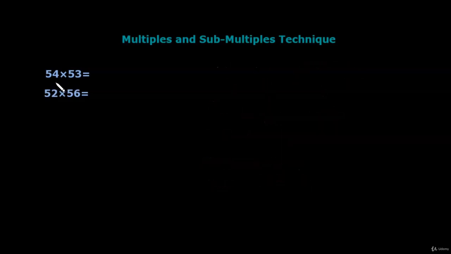Now if we have to multiply 54 and 53, then both the numbers are above the base 50. We can write 50 as 10 times 5. Here 5 is submultiple. Now 54 is 4 more than 50 and 53 is 3 more than 50. Now the technique is same. We can either add 3 to 54 or 4 to 53.